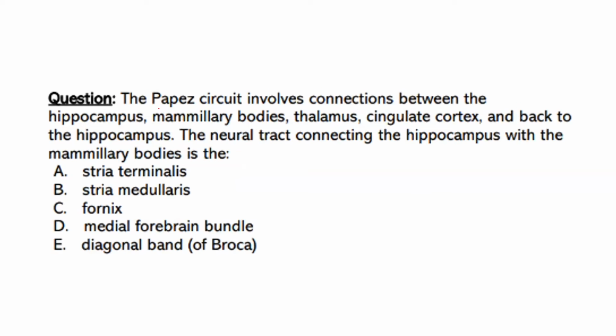Next, we have the Papez circuit. It's the circuit that involves the hippocampus, the mammillary bodies, thalamus, and cingulate cortex. And then finally, we have a tract that connects the hippocampus with the mammillary bodies. Which of these is it? It's the fornix, basically. That's what's going to connect the hippocampus to the mammillary bodies. All right.